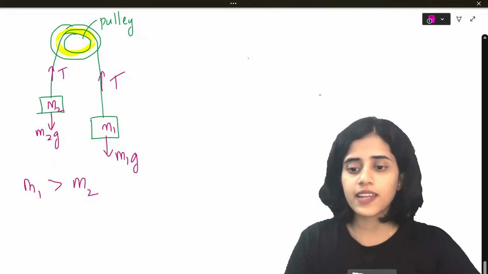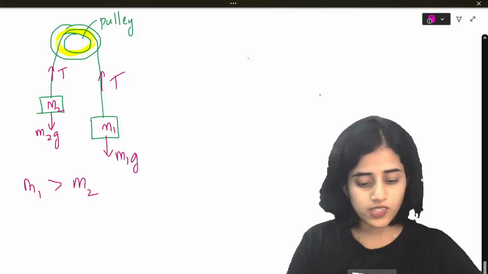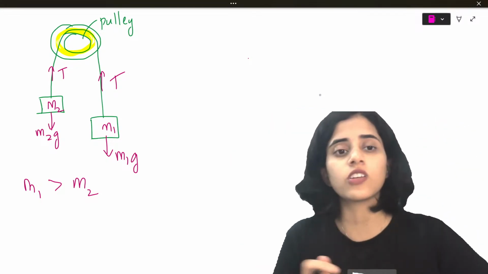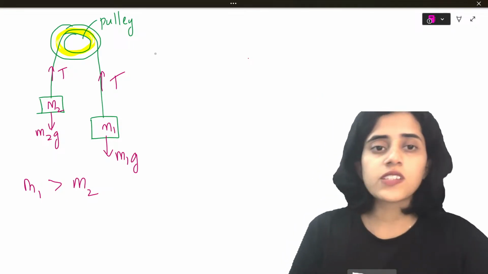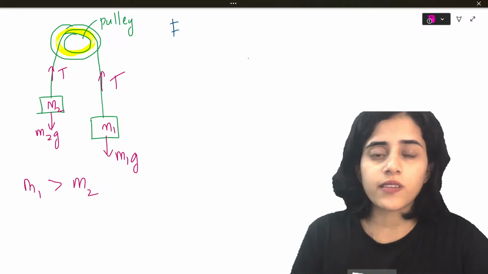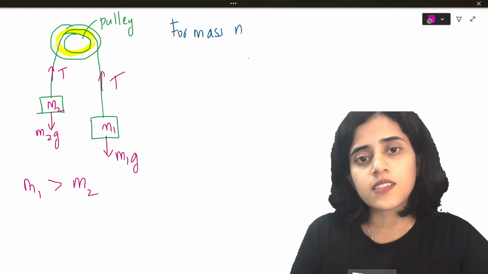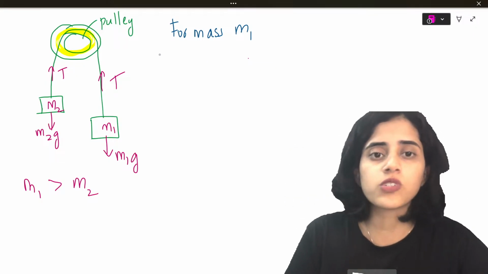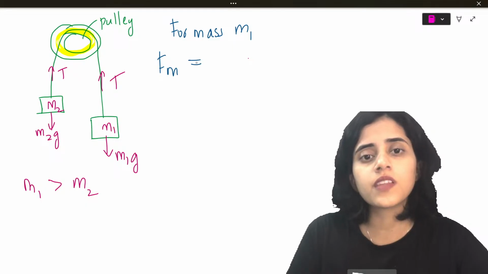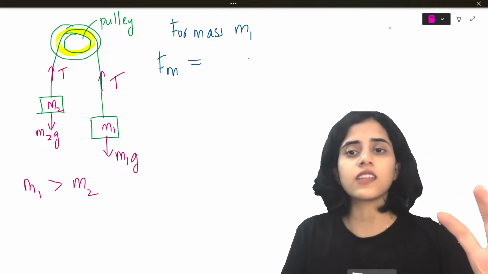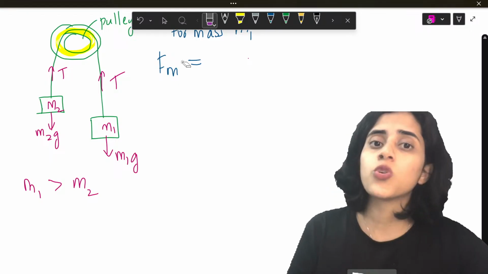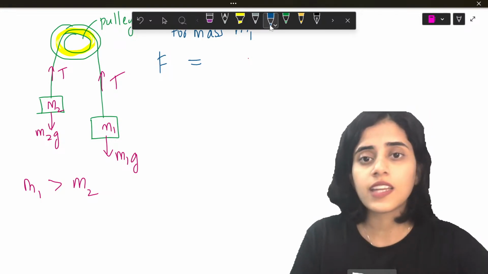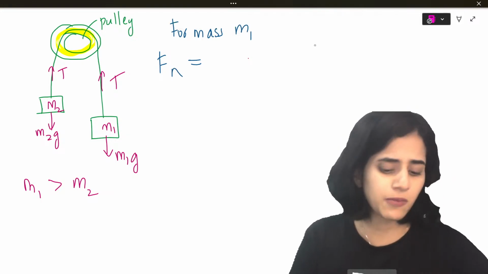Okay. Now let's write down the forces acting here. Very good, Shivani. Very good, Sumit Kumar. Tension. Yes, that's the force acting on the string. So, first thing, we will do it for mass M1. What is the net force? The net force can be written as anything. You can write it as Fnet, or you can just put it as F. Anything is fine. I'm just putting it as a random alphabet.